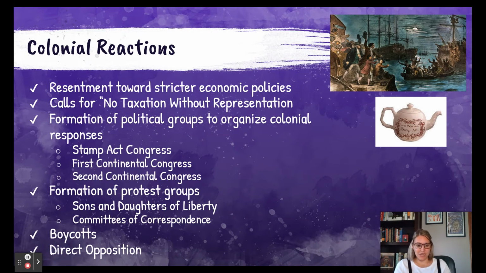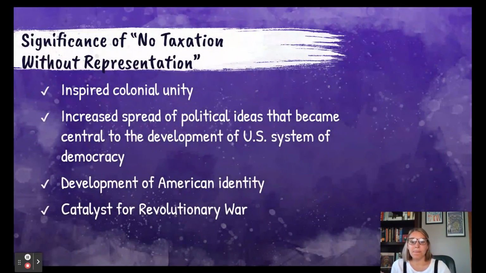There's also the formation of protest groups. The ones most commonly known are the Sons and Daughters of Liberty and the Committees of Correspondence. Both of these groups are trying to promote colonial unity in protesting British policies and also exchange information about what the British were doing. Boycotts are highly effective at the time, so they do not purchase British goods. And then there's some direct opposition. Maybe you've heard of the Boston Tea Party or the ban on trade that happens as part of the Second Continental Congress.